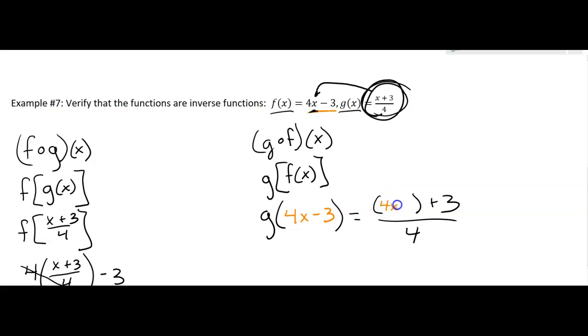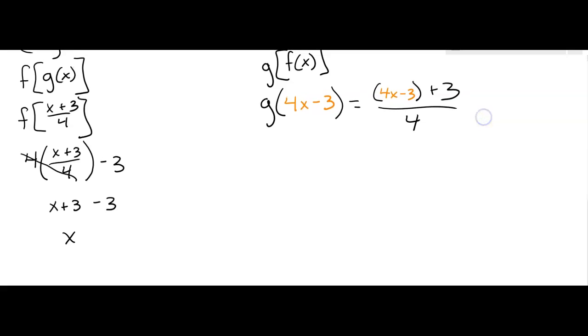4x minus 3. Okay, now how do you do a problem like that? Well, first you take off those parentheses. So you'd have 4x minus 3 plus 3 over 4. Those 3's are going to cancel. You've got 4x over 4, and that's just going to equal x. So that's how you verify that two functions are inverses. You have to compose them. You have to do them both ways. Okay? All right.